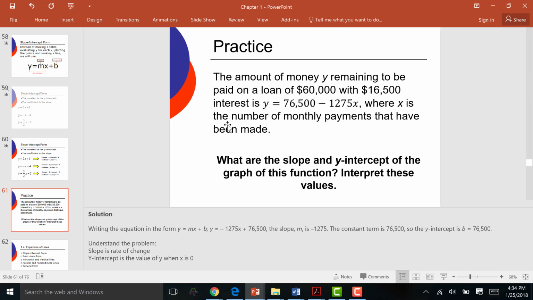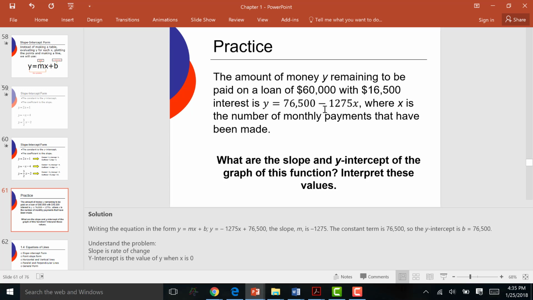So let's look at this clearly. That equation says you're going to have to pay me $76,500 for the Escalade after you drive it off the lot. Your monthly payments is going to be $1,275 per month. So each time I make a payment, what's going to get subtracted?